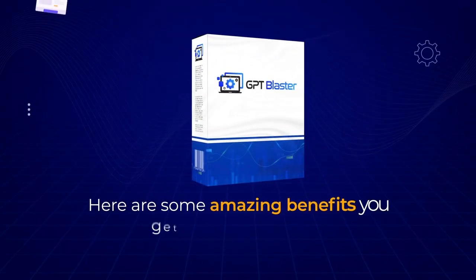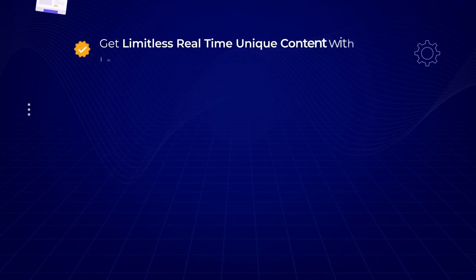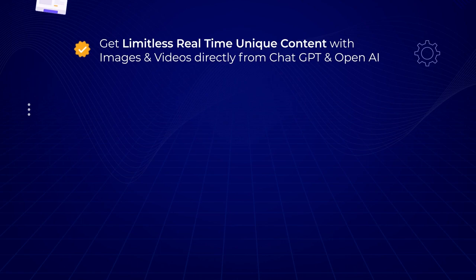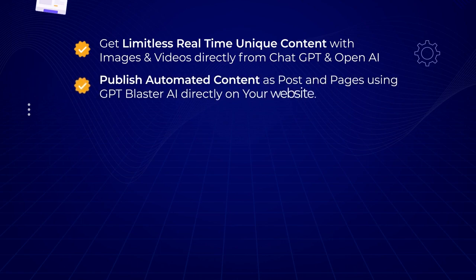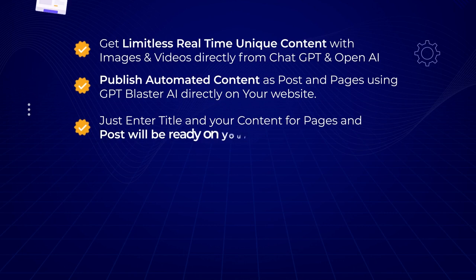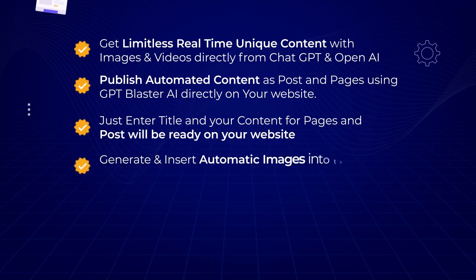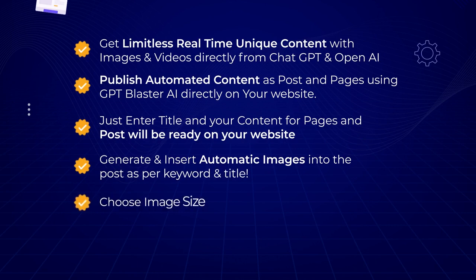Here are some amazing benefits you get with GPT Blaster. Get limitless real-time unique content with images and videos directly from ChatGPT and OpenAI. Publish automated content as posts and pages using GPT Blaster AI directly on your website. Just enter title and your content for pages and posts will be ready on your website. Generate and insert automatic images into the post as per keyword and title. Choose image size. Add feature images.